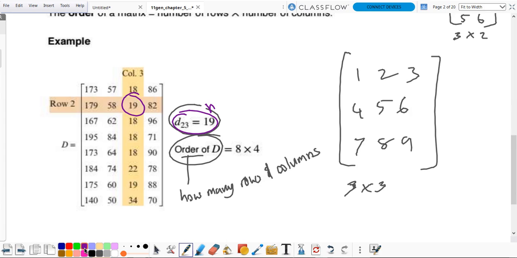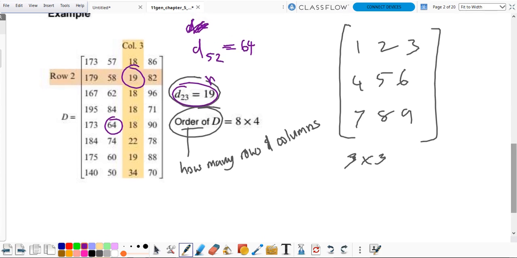Good. So row number 2, column number 3 is the number 19. That's what that's saying. If I ask you what is D52, what does that mean? So that means row 5: 1, 2, 3, 4, 5. Column number 2: 1, 2. So that would be 64. So D52 is the number 64. That's what that's saying.